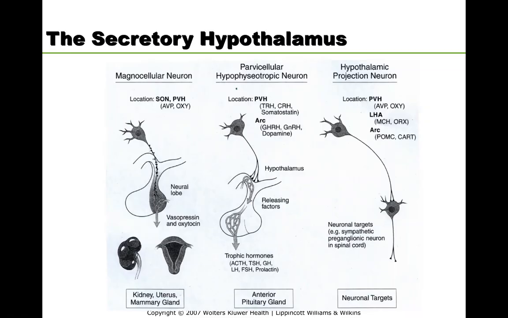So three different kinds of neurons control the release of hormones from the different parts of the pituitary or from the adrenal gland. Number one is the parvicellular hypophysiotropic neuron, which controls the production of tropic hormones. Number two, the magnocellular neuron, which produces hormones in the hypothalamus, which are stored in the posterior pituitary. And the third is the hypothalamic projection neuron, which has complete control on the neurons of the adrenal medulla.